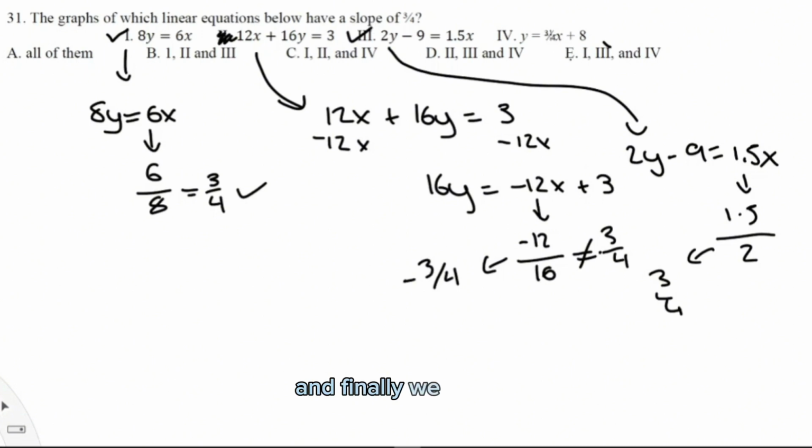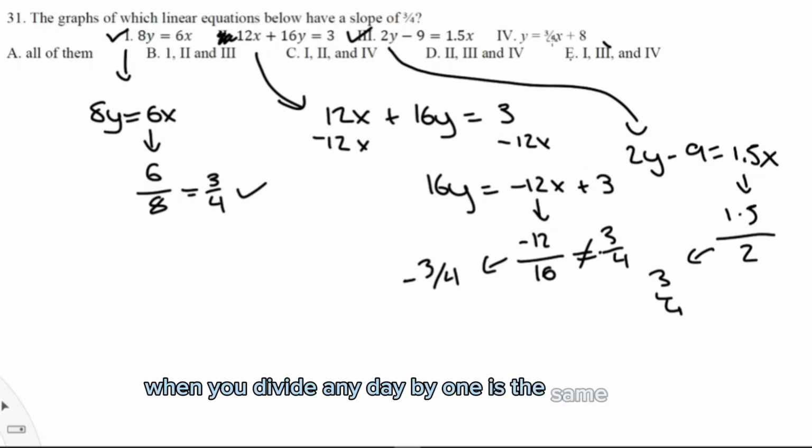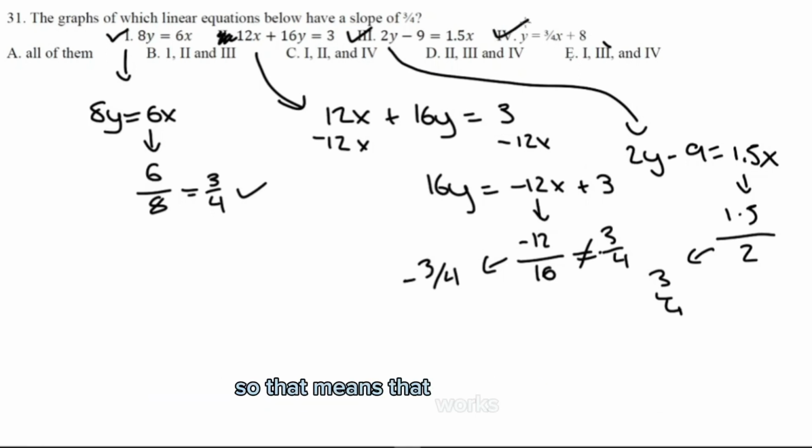And finally, we have 4. Since there's no coefficient of y, it's just 1. And 3/4 is the coefficient of x. When you divide anything by 1, it's just the same thing. So that means the slope is going to be 3/4, so that works as well. So now we know that 1, 3, and 4 work, and that's your answer.